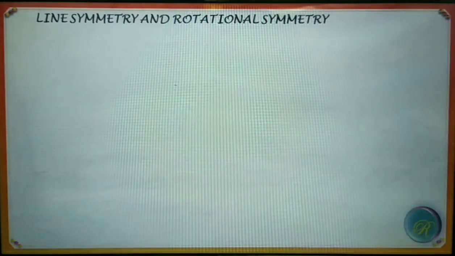Line symmetry and rotational symmetry. You have been observing many shapes and their symmetries so far. By now, you would have understood that some shapes have only line symmetry, some have only rotational symmetry, and some have both line symmetry and rotational symmetry. For example, consider the square.